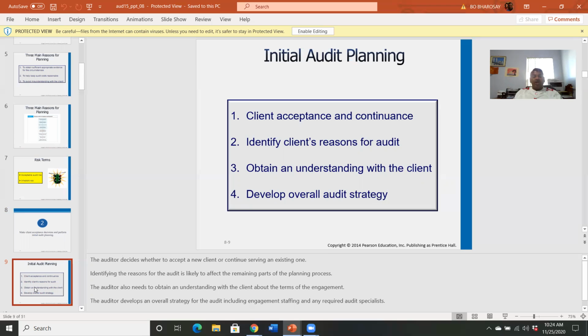Obtain an understanding with the client: what you're going to do, what they should expect, how much it may cost. And then you develop the overall audit strategy. Now, when you obtain an understanding with the client, you want to document that understanding in the form of what is called an engagement letter. The engagement letter outlines the terms of your agreement with the client: when the audit will start, when to expect to finish, how you're going to charge your fees, when they expect to pay you. Important that you do that.